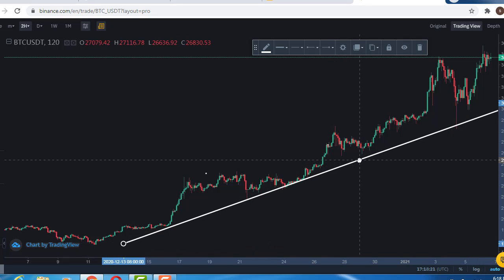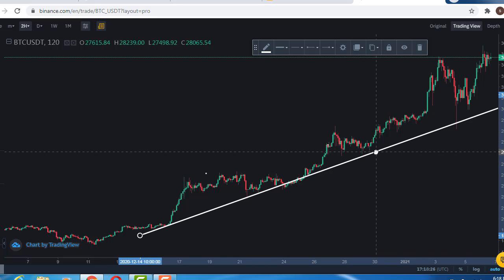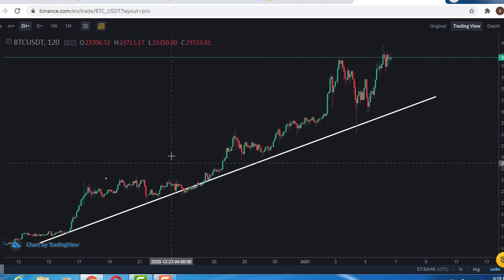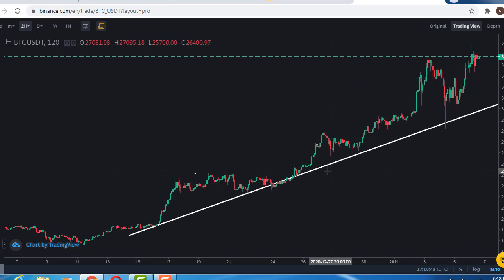So I'm taking from this very place. We have the first, the second, third, fourth, fifth. This was a rejection, and we have 6 here. So you can see this was a perfect trend line. You can as well draw it in the form of a channel on the upside.